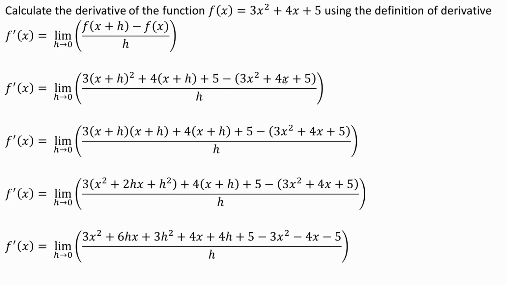Minus the original piece divided by h. Now I can expand out, so I have x plus h squared, and this becomes x squared plus 2hx plus h squared, because x times x is x squared, x times h is hx, h times x is hx, so you have 2hx, and then h times h is h squared. Now we can expand, so 3 times this piece here, we get 3x squared plus 6hx plus 3h squared, plus 4x plus 4h plus 5 minus 3x squared minus 4x minus 5.